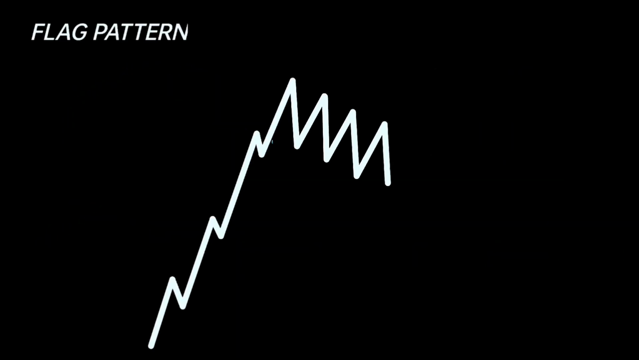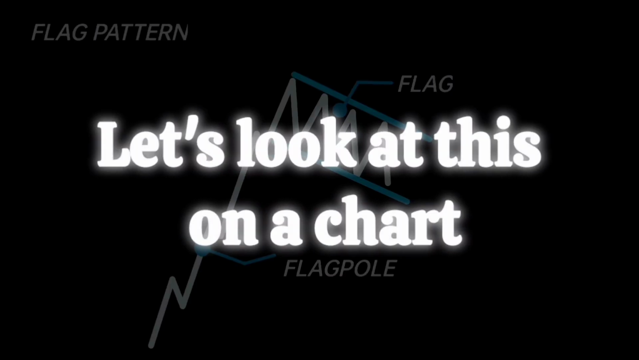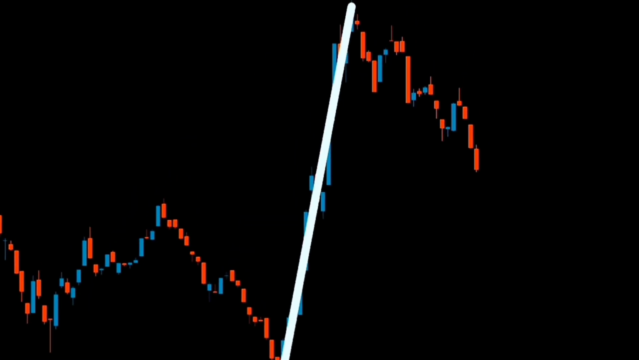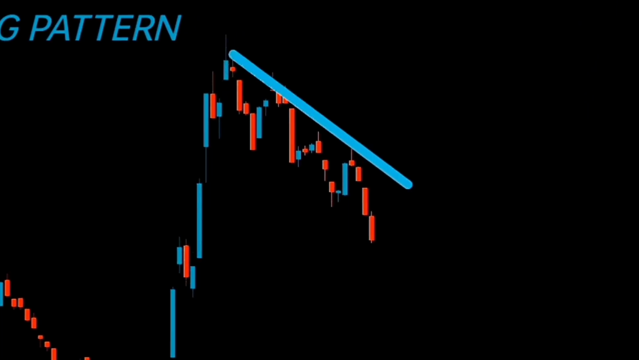Flag pattern. When, after a large movement, we see 2 parallel trend lines tilted downward, we call this a flag pattern. Let's look at this on a chart. Here, you'll notice a large movement in the stock. Now we draw 2 trend lines. One trend line is drawn above the candles with maximum touch points, like this. The second trend line is drawn below the candles, like this.